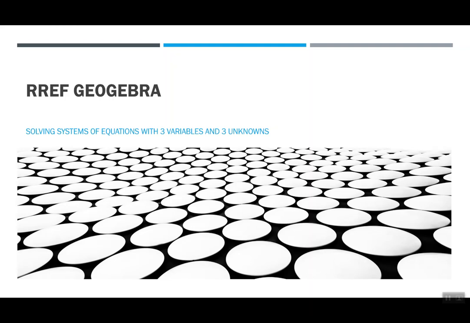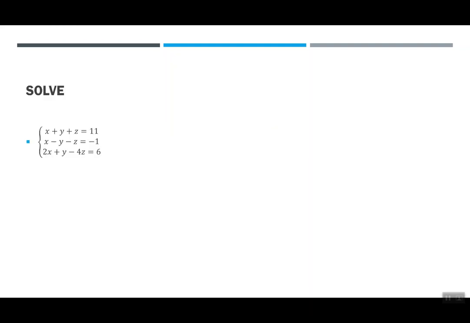Today we're going to solve systems of equations with three variables and three unknowns using GeoGebra. Specifically, we're going to put the system of equations into a matrix, and it will be an augmented matrix, and then from there we'll have GeoGebra do the RREF for us. So here's where we'll start.